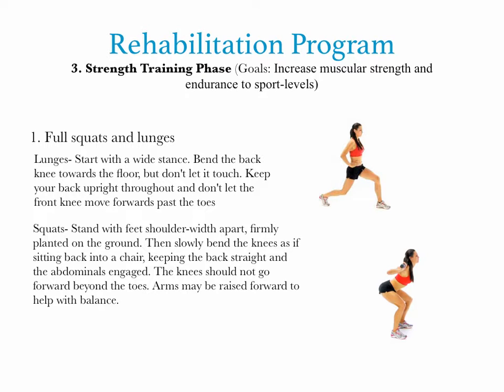For the third phase in this rehabilitation program, there's a strength training phase, whose goal is to increase muscular strength and endurance to sport levels. For the first exercise, I have full squats and lunges. So for lunges, you start with a wide stance. Bend the back knee towards the floor, but don't let it touch. Keep your back upright throughout, and don't let the front knee move forwards past the toes.